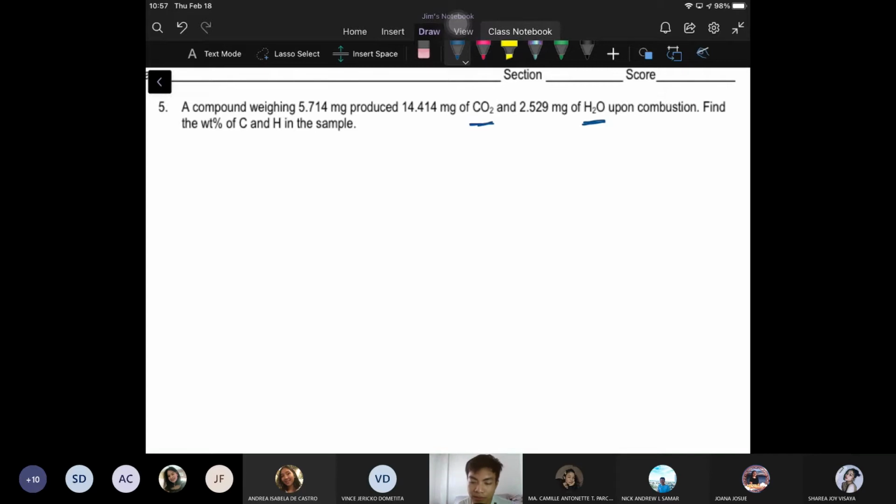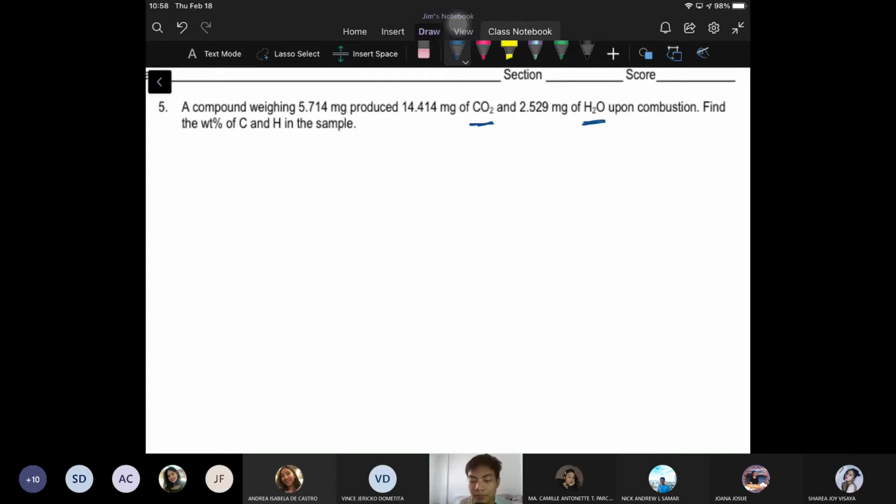So yan. So ang question sa atin is ito. A compound was weighing 5.714 milligrams produce 14.414 milligrams of carbon dioxide and 2.529 milligrams of water upon combustion. Find the percent weight of carbon and hydrogen in the sample. Okay.